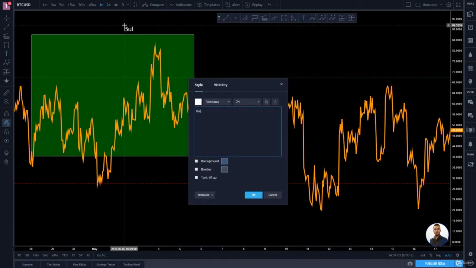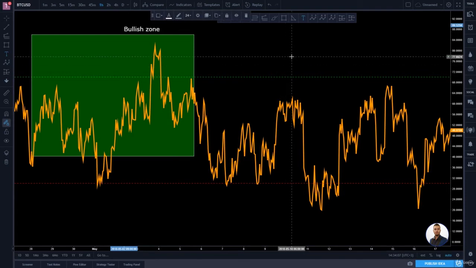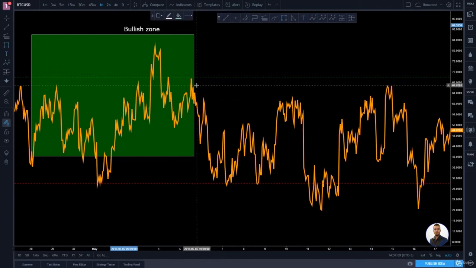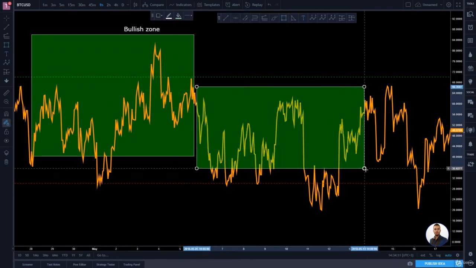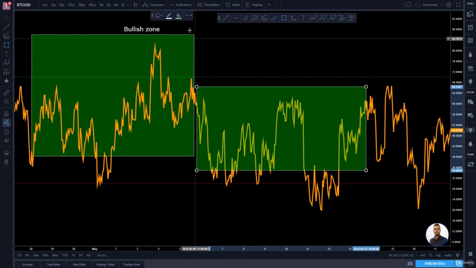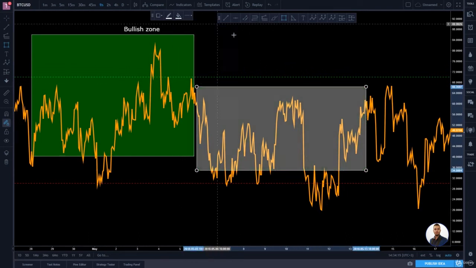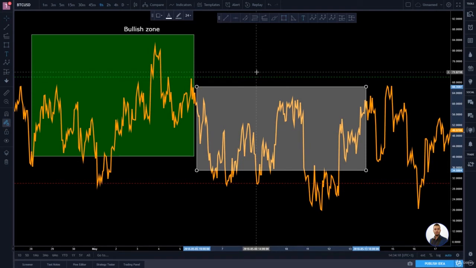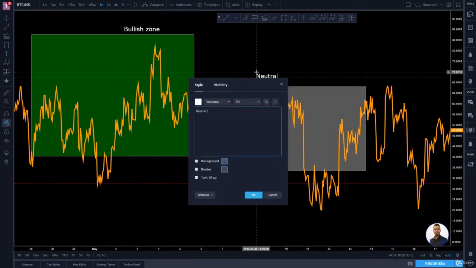The neutral zone is anywhere between the 35 range and 65, and I will highlight this as well with a rectangle. And for neutral, I will change the rectangle color to white, and I will annotate it right here that this area is neutral.